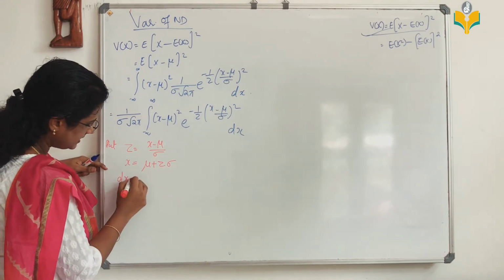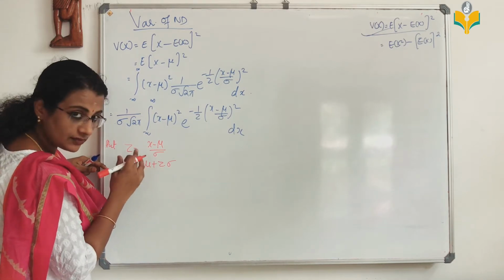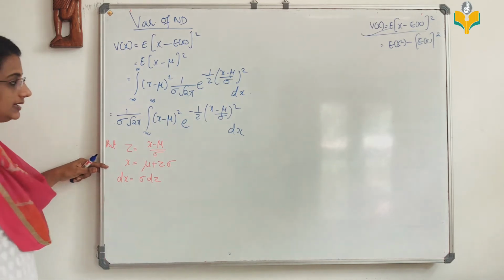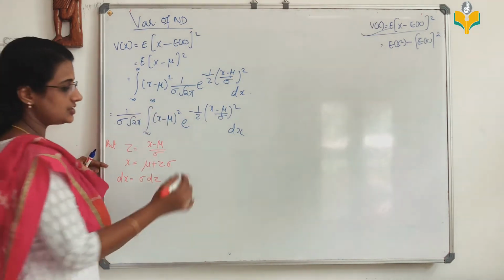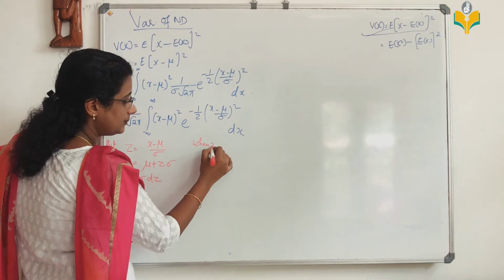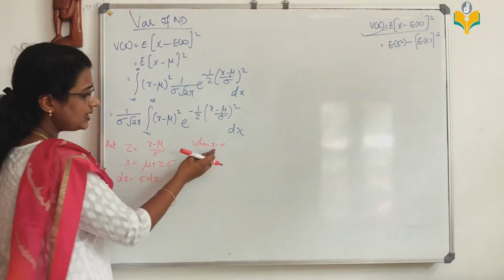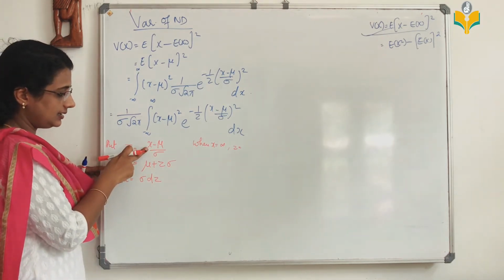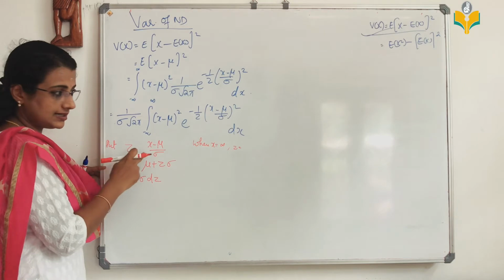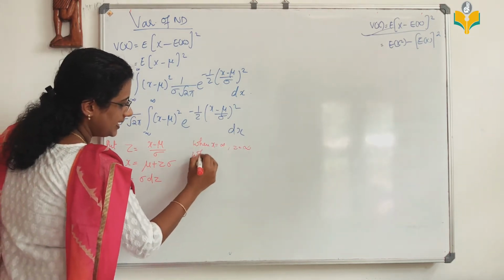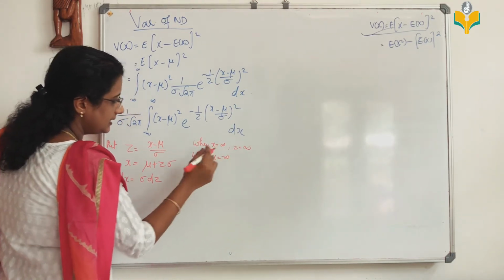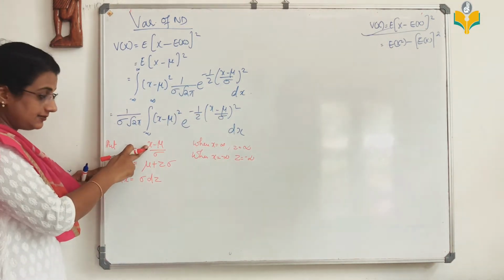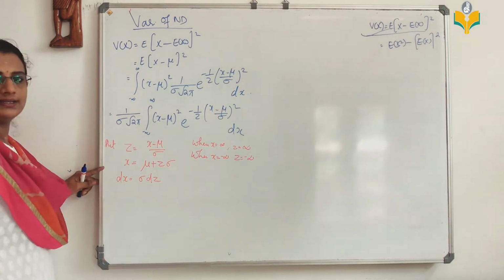Then what about dx? dx equal to... mu is a constant, so the derivative of mu will be 0. Then we get sigma dz. And what about the limit? Here x ranges from minus infinity to plus infinity. When x equals infinity, substitute infinity for x here, then the value of z will become infinity. When x equals minus infinity, then z also will become minus infinity.